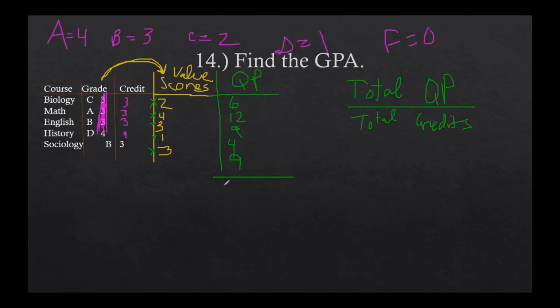Quality points is our green column. We found quality points by taking credits times the value. And they earned a total of 40 quality points, right? We added those 5 numbers together. So doing our math over here, we've got 40 over, all right, well, total credits. So we go to our credit column. How many credits did this person take? 16. So 40 quality points and 16 credits. When we divide, we get our GPA. What is our GPA?